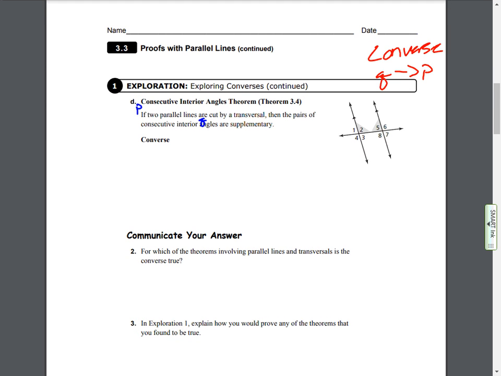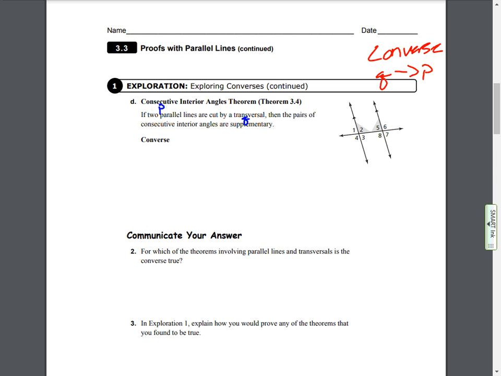Now it's consecutive interior angles. This one's a little different, only because consecutive interior angles are supplementary. They add up to 180. So we can say if two lines are cut by a transversal so that the consecutive interior angles are supplementary, then those two lines are parallel. There's our converse. If we have questions about the converse, we can ask in class or by email.